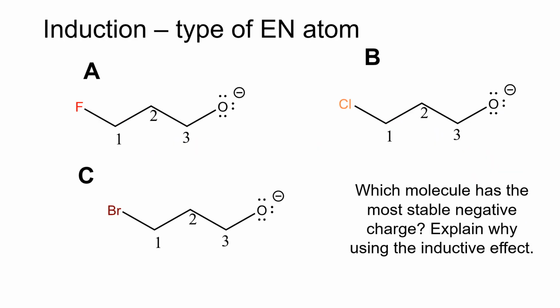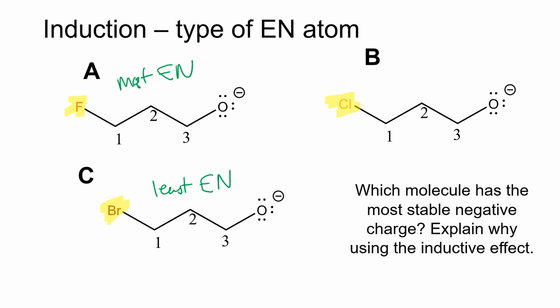And finally, the type of electronegative atom can matter. So here we have 3 halogens, fluorine, chlorine, and bromine, all electronegative. And we do know that fluorine is the most electronegative, and that of these options, bromine is the least electronegative. Okay. The more electronegative the atom, the better it does at stabilizing charge through induction.